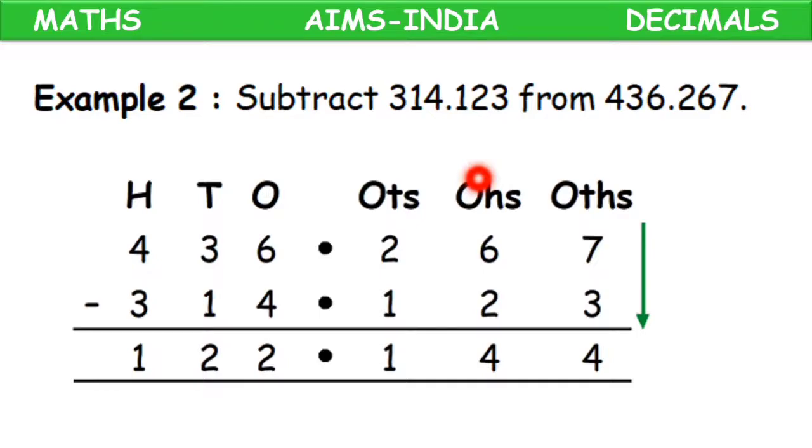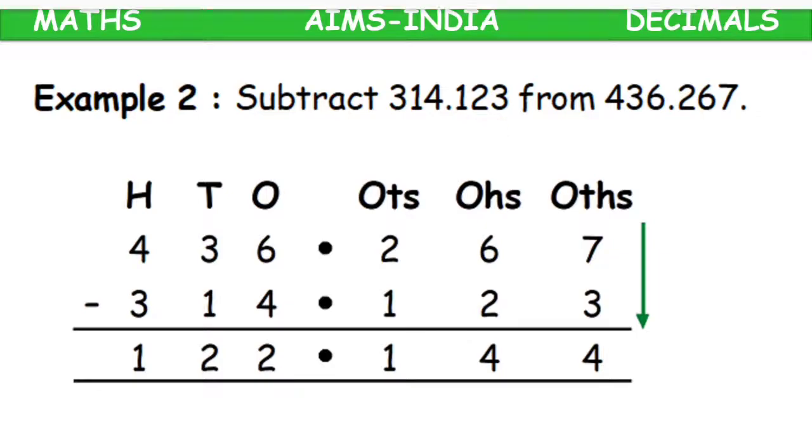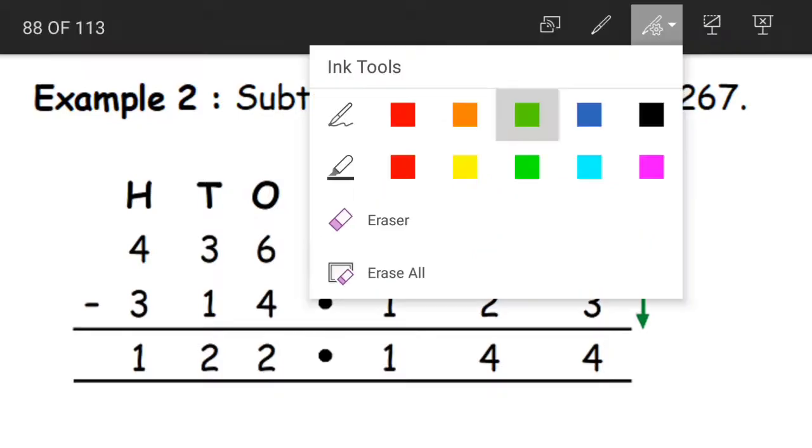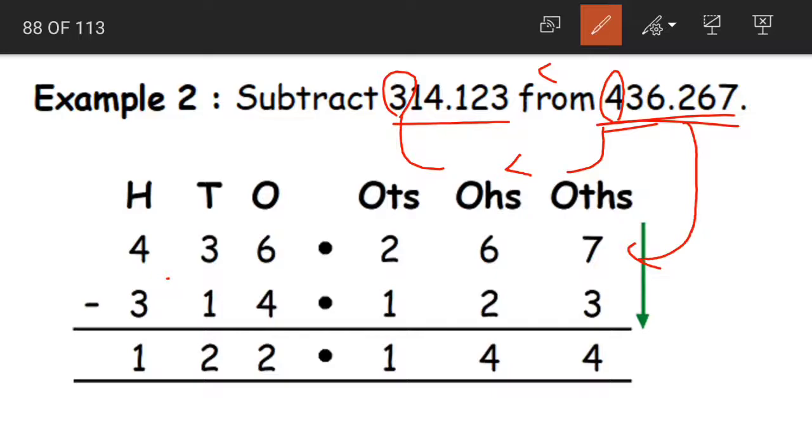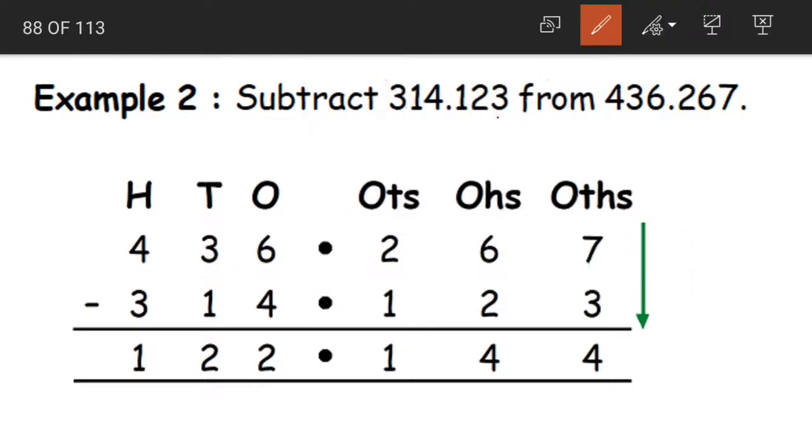Another example, 314.123, we have to subtract it from 436.267. Here 436.267 is the bigger number. See the first digits. 3 is less than 4. So 314 is less than our 436. So 436.267 written first. Then below that I have written my smaller number.